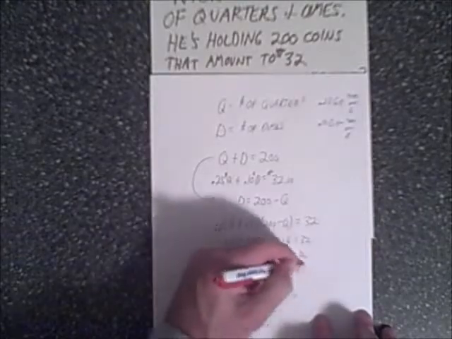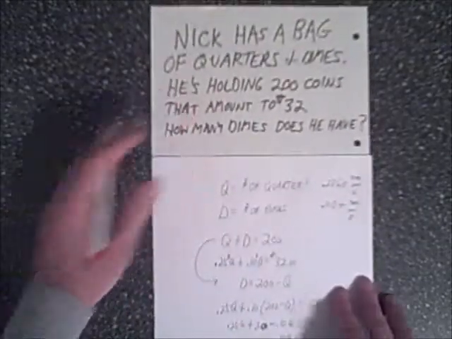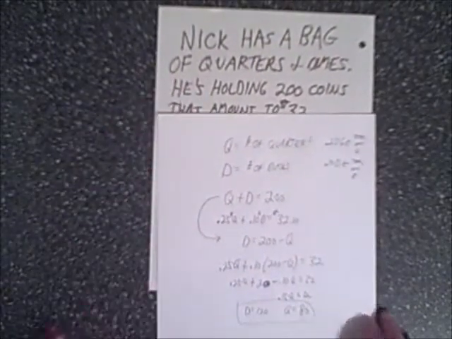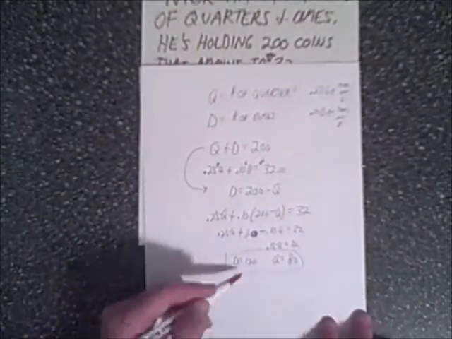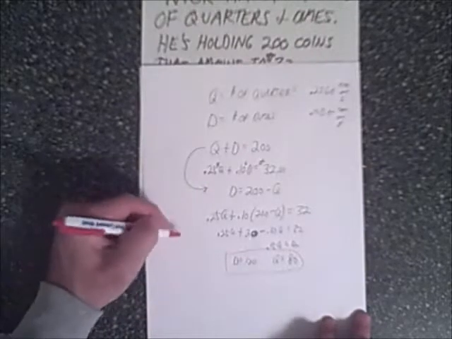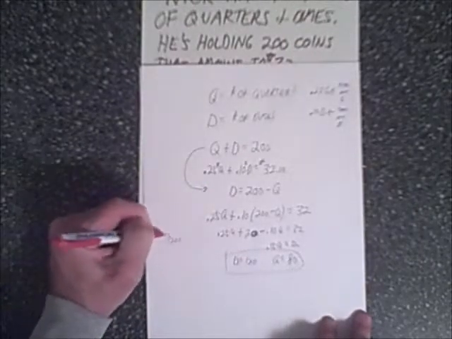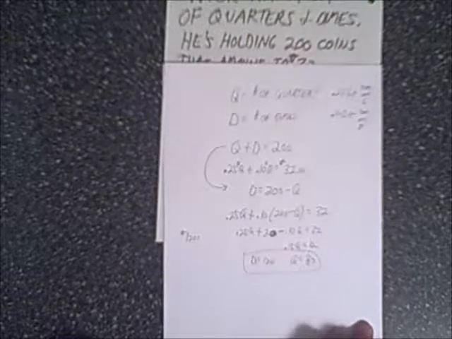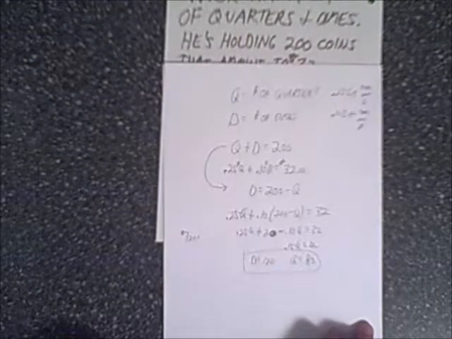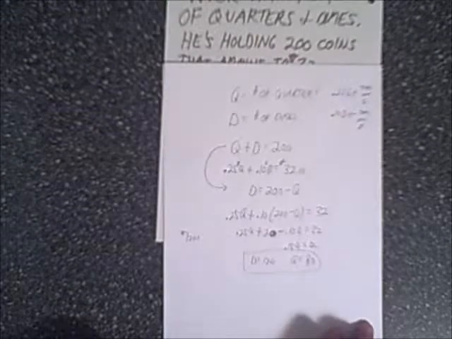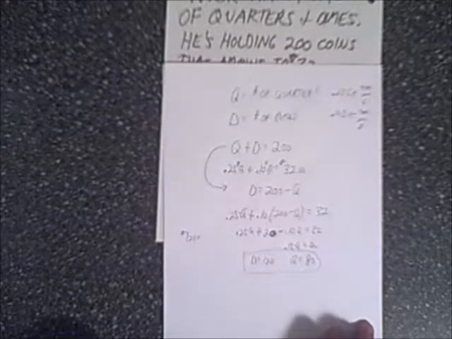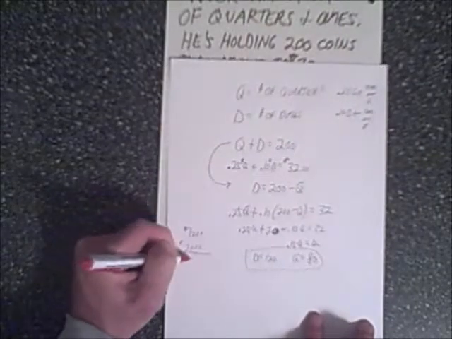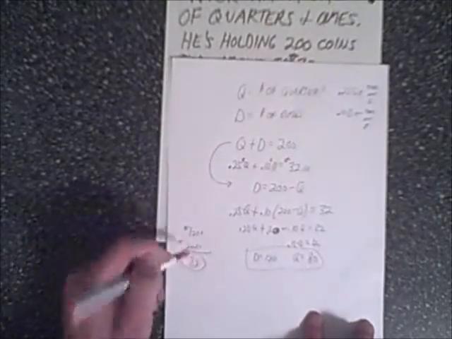Okay, so these are our solutions. Let's go back to our original question. How many dimes does he have? 120. But finally we want to check our answer. If he has 120 dimes, 10 cents each, that's $12. And if he has 80 quarters, 10 quarters is $2.50, so 80 quarters is $20, which together is $32. Okay.